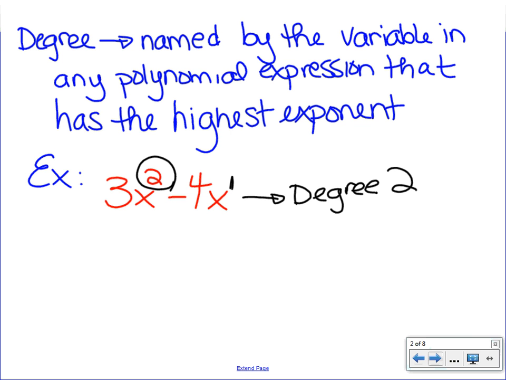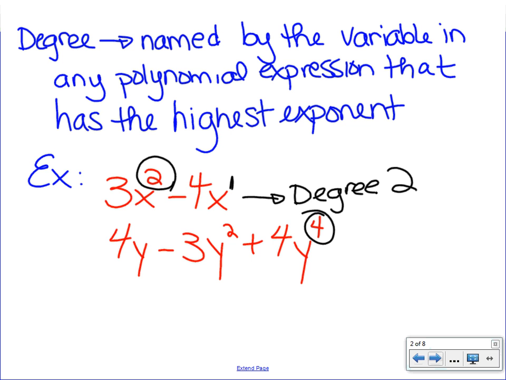Another example, I could have 4y minus 3y squared plus 4y to the 4th power. Here, they're not written in the correct order. We're usually written in descending order from largest to smallest exponent. In this case, they're not, but again, we're looking for the highest exponent on the variable. So here we've got degree 4.